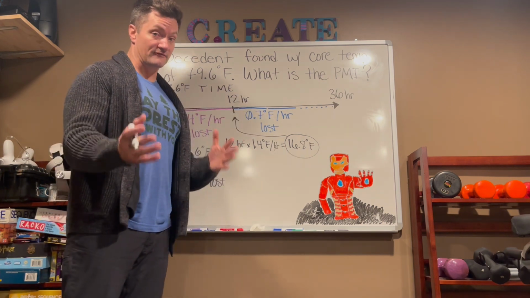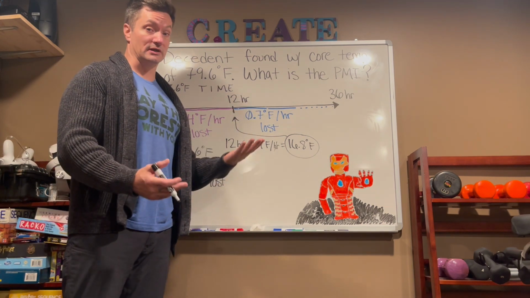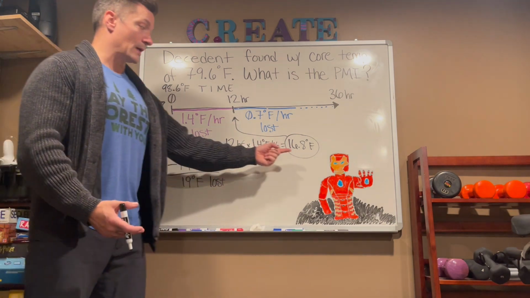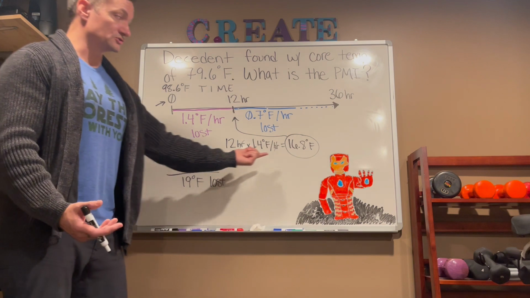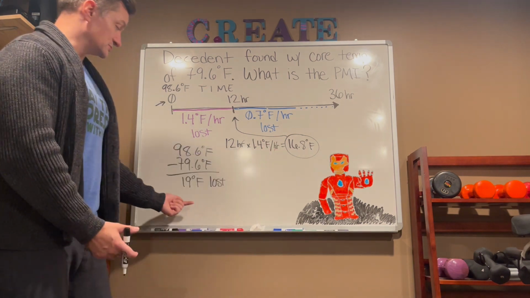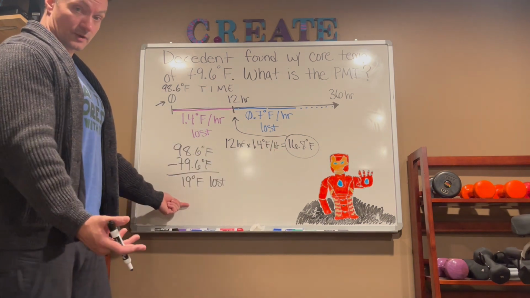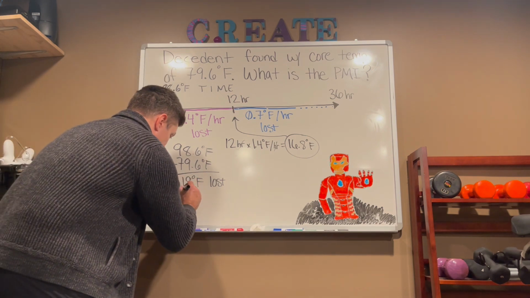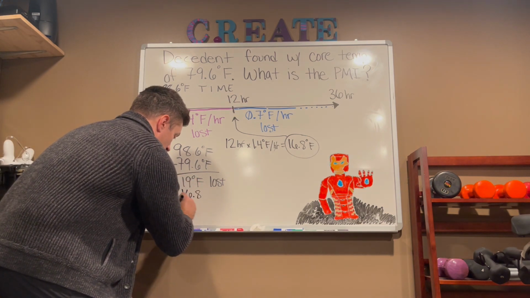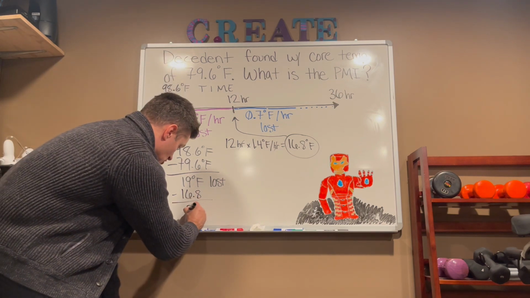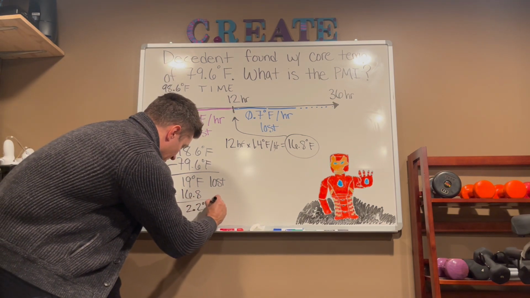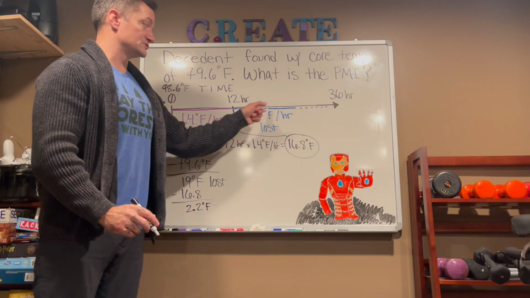So we have to figure out how far past the 12-hour mark they went. So we have to see how much cooler they are than 16.8 degrees. So we do another subtraction. Can you guys see that? We subtract the 16.8 from 19, and that's going to tell us how much more heat they lost: 2.2 degrees Fahrenheit more in this zone.